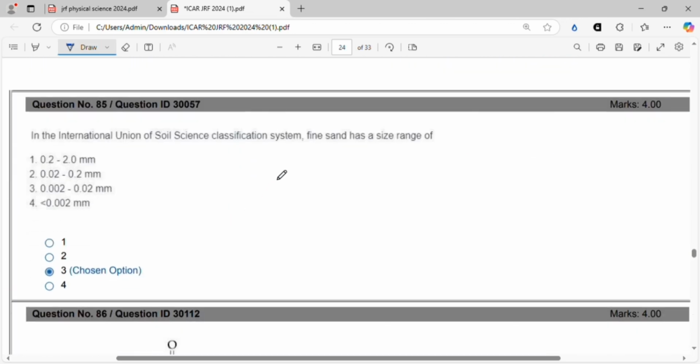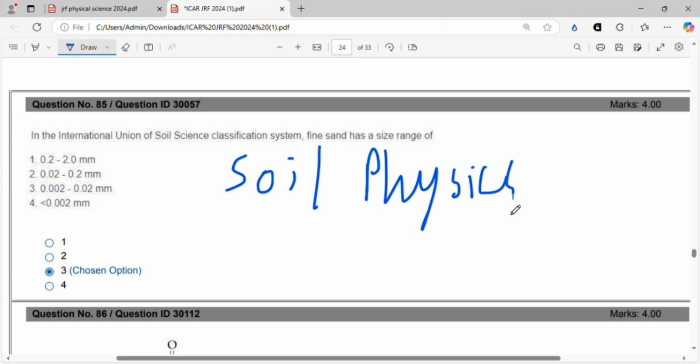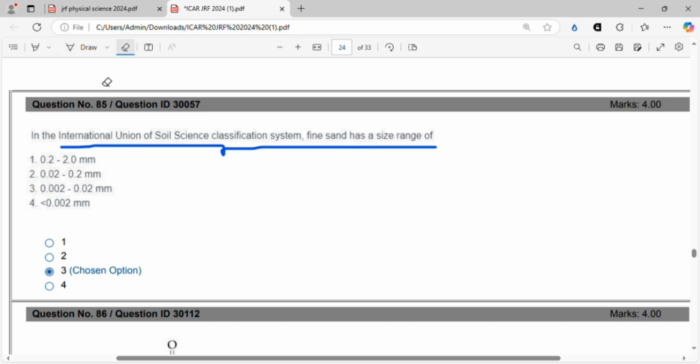This is a very easy question from soil physics. I think you know, this is from the chapter Physical Properties of Soil. You can read from new ISSS, old ISSS, any textbook, and all will have the same thing. The International Union of Soil Science classification system, fine sand size range of. If you remember it, very fine. Even if you don't remember it, it's not a problem. So you can always write the chart and derive it. So the correct answer here for fine sand will be 0.02 to 0.2 millimeter. Option 2, not option 3.